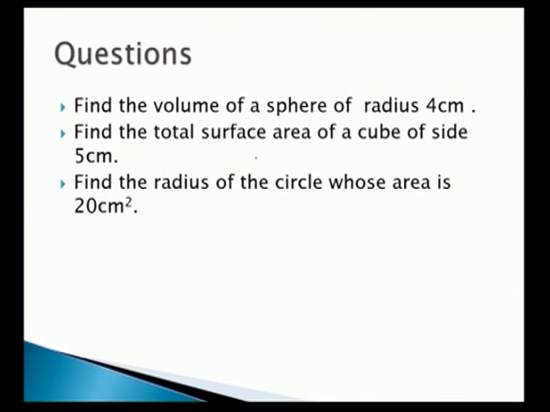So, after listening to this lecture you can answer the following questions. Find the volume of a sphere of radius 4 centimeter. Find the total surface area of a cube of side 5 centimeter. Find the radius of the circle whose area is 20 centimeters square. Like that, these questions can be answered after listening to this lecture.